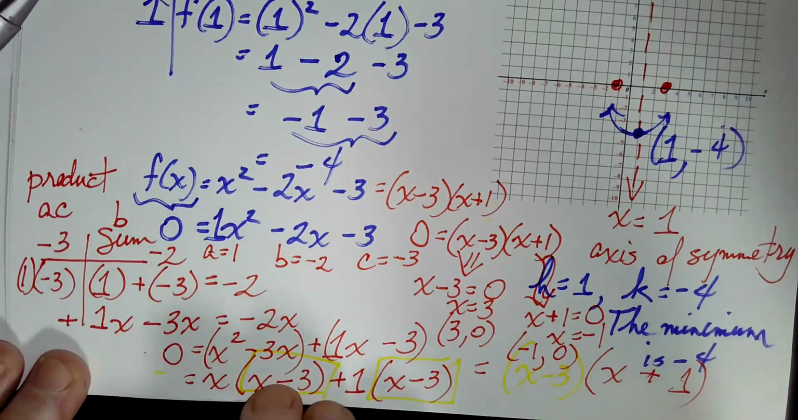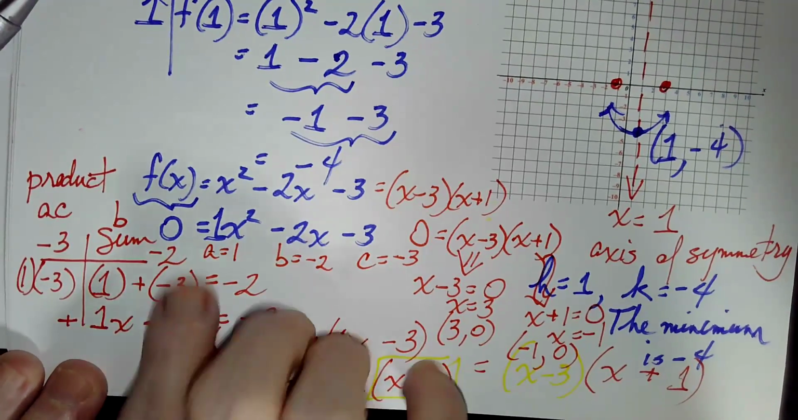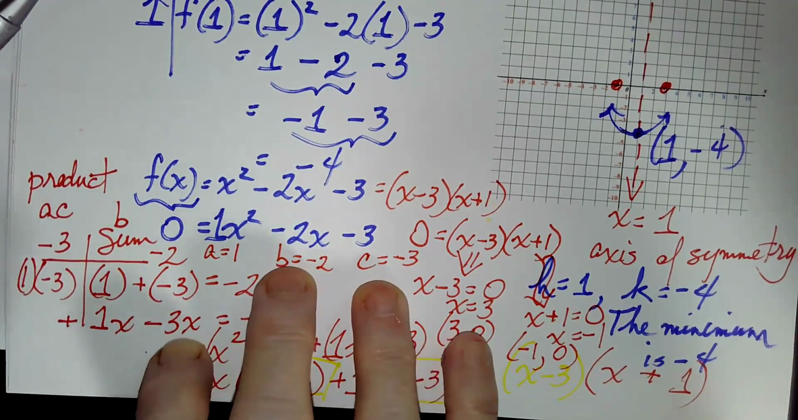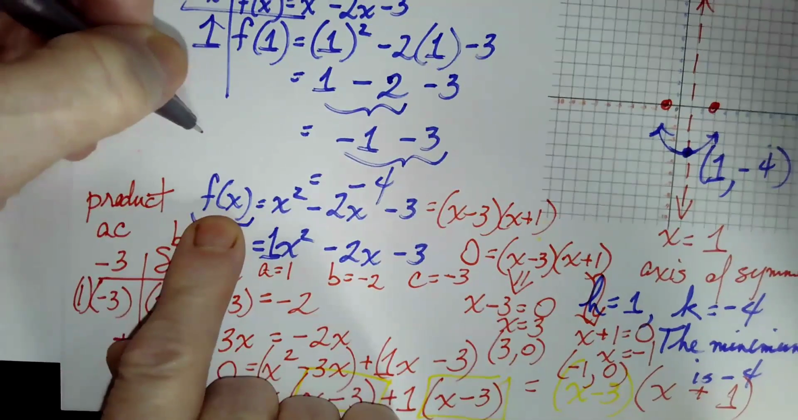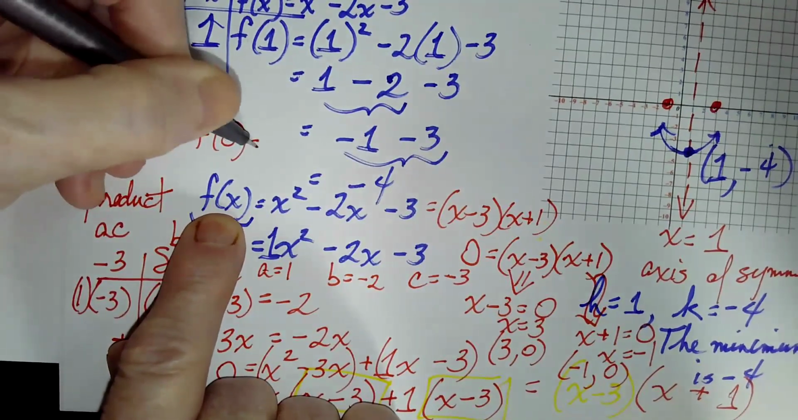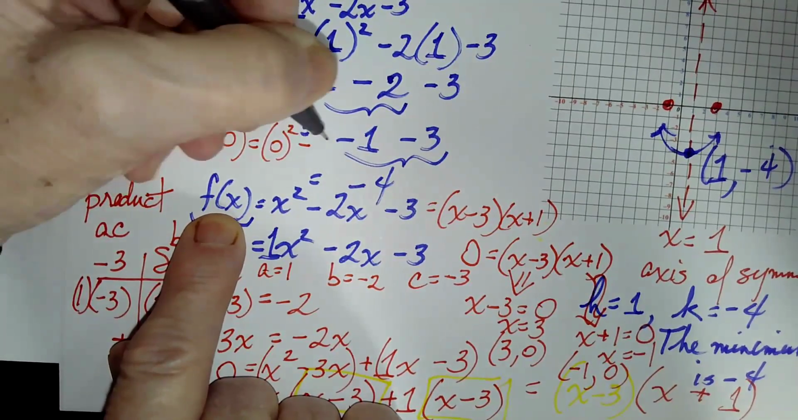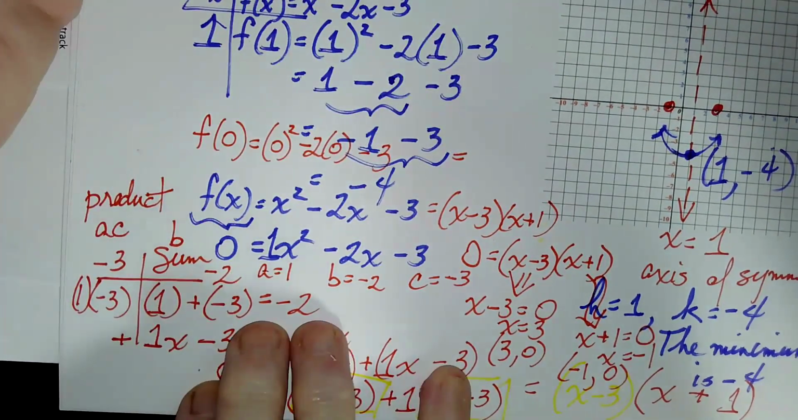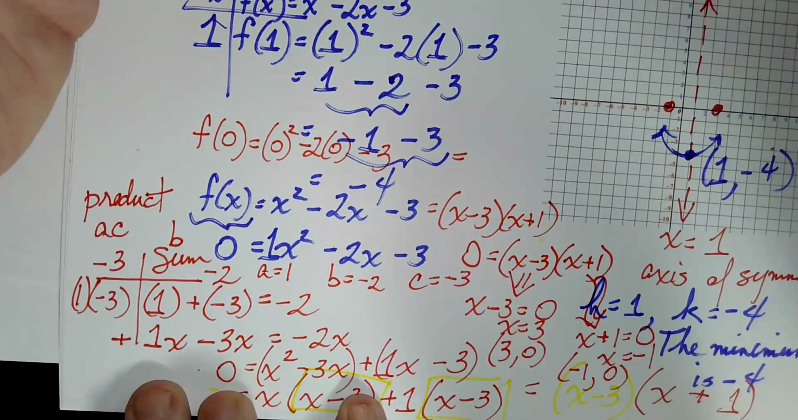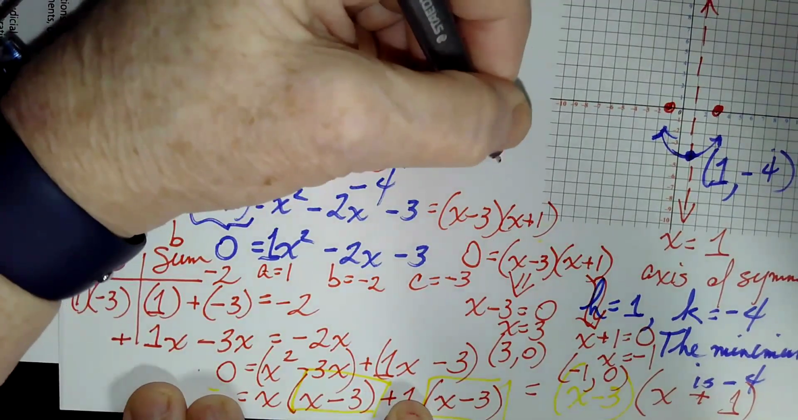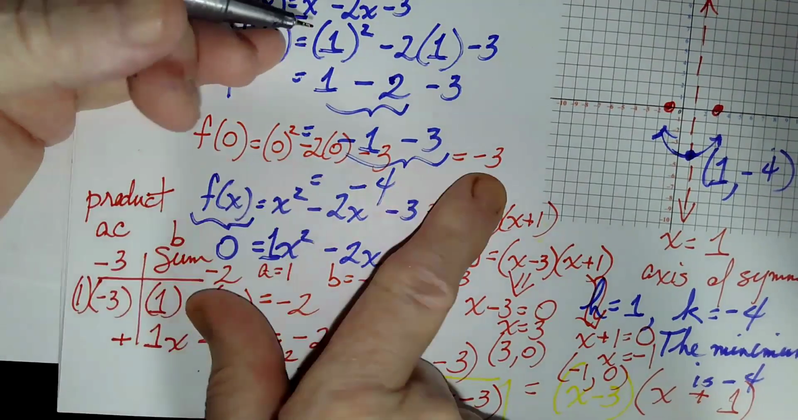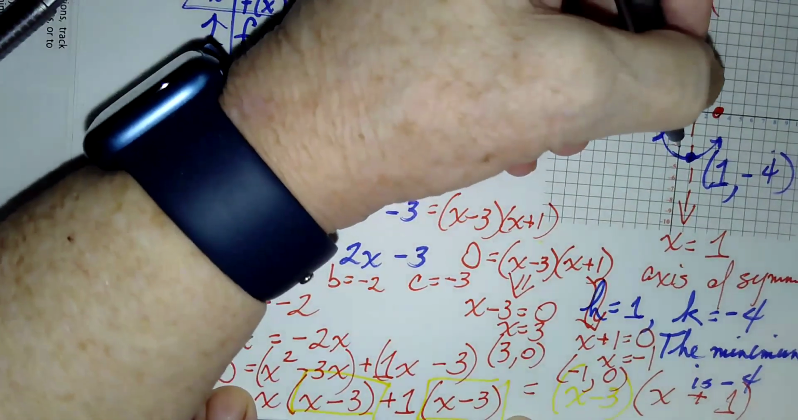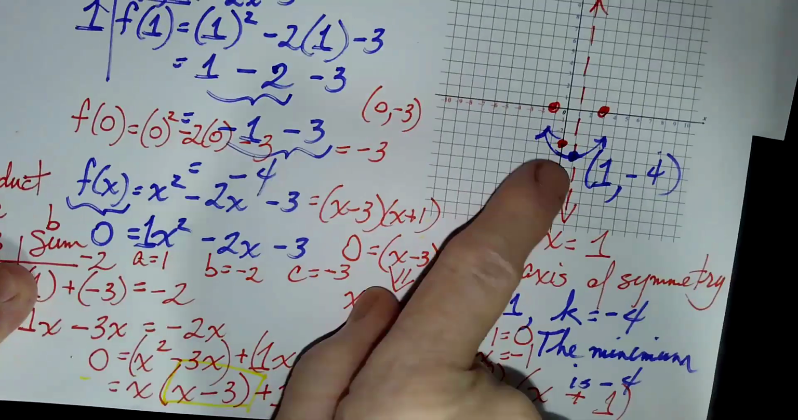We also need the y-intercept. Well, to find the y-intercept, we let x be 0 and we solve for y. So let's see. f of 0, that'll be 0 squared minus 2 times 0 minus 3. And what do we get? -3. We let x be 0, so this is the point 0 comma -3. So the y-intercept is here.